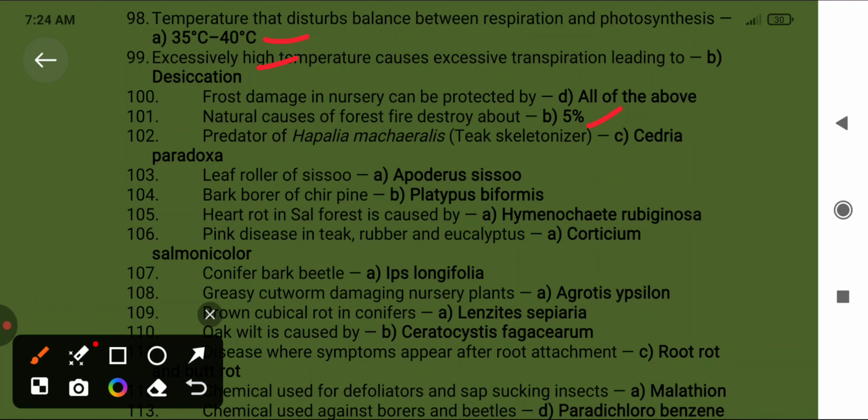Predator of Hapalia machaeralis: Cedria paradoxa. Leaf roller of sisu: Apoderus sisu. Bark borer of chir pine: Platypus biformis. Heart rot in sal forest is caused by Hymenochaete rubiginosa. Pink disease in teak, rubber, and eucalyptus: Corticium salmonicolor. Conifer bark beetles: Ips longifolia.